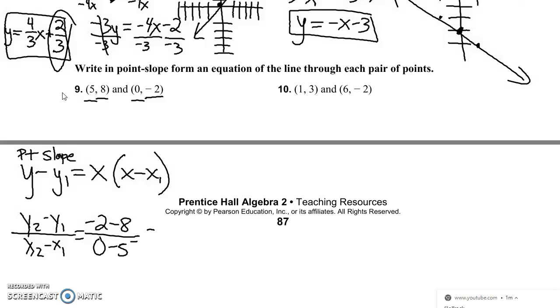Negative 2 minus 8 is negative 10, and 0 minus negative 5 is negative 5. Divide, you get a positive 2, because 10 divided by 5 is 2. Positives cancel out. So now you have a slope of 2, right?